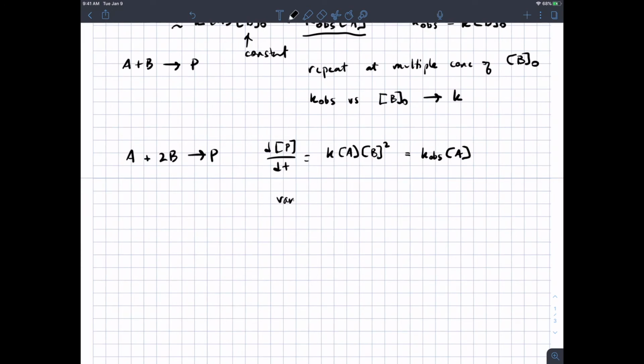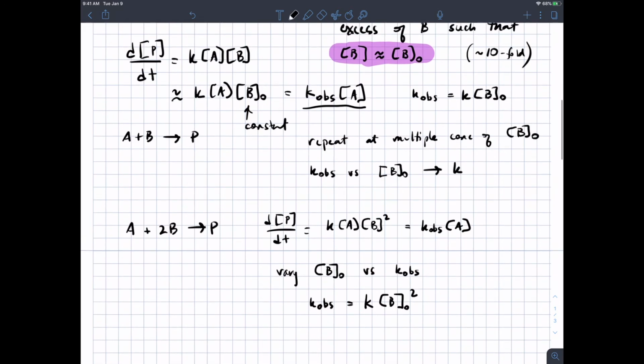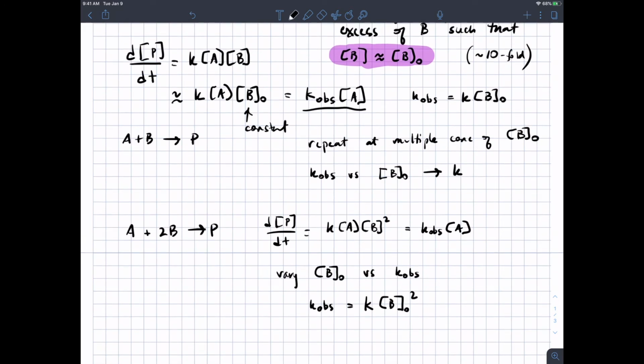And then as you vary the starting concentration of B and measure k obs, you would expect the relationship between k obs and starting B concentration to be quadratic in nature, right? So that's a situation where you can tell, by doing pseudo first order kinetics and measuring k obs at multiple starting B concentrations, whether the reaction is first order in B or second order in B, and so on. I'm not sure I explained that very well.